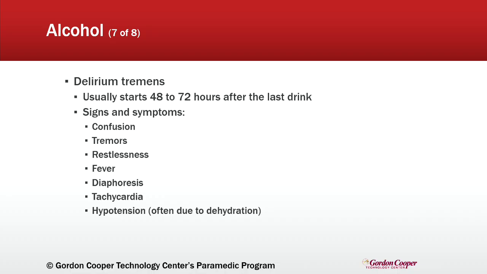Delirium tremens typically begins 48 to 72 hours after the last drink, but the onset could be delayed. DTs are a true medical emergency that requires prompt recognition and intervention. Common signs and symptoms are going to be confusion, tremors, restlessness, fever, tachycardia, and hypotension, and the hypotension is often due to dehydration. Cognitive effects can include hallucinations, hyperresponsiveness to stimuli, and a marked cognitive decline.